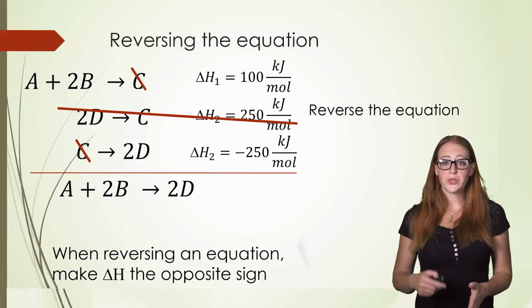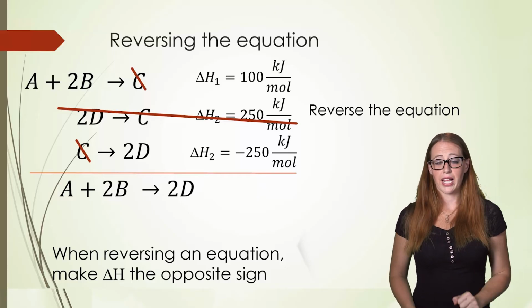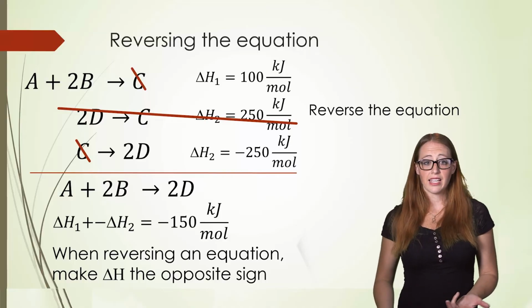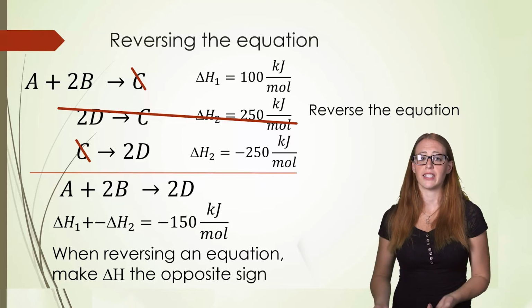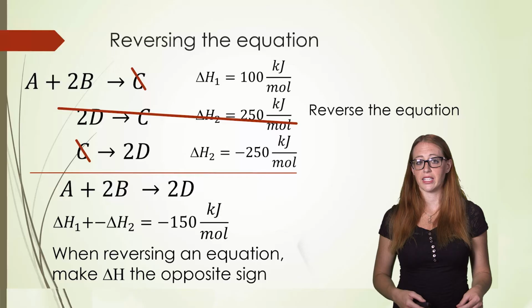From here, we do the exact same thing that we did in the previous slides. We add up our reactions, we add up our delta H's, and we get, in this case, 100 minus 250, or 100 plus negative 250, whichever you want to think of it, to give us our negative 150 kilojoules per mole.